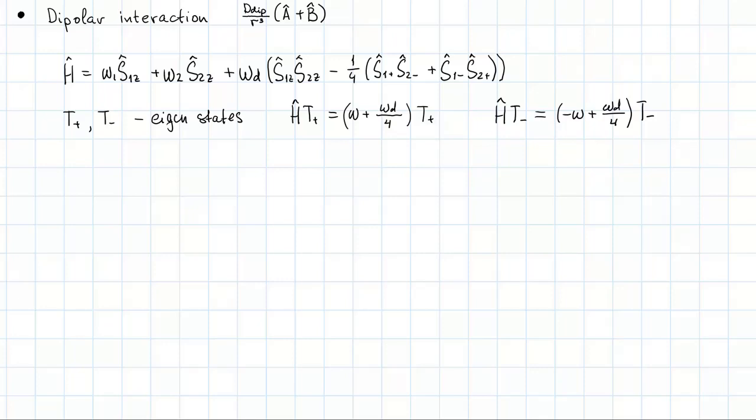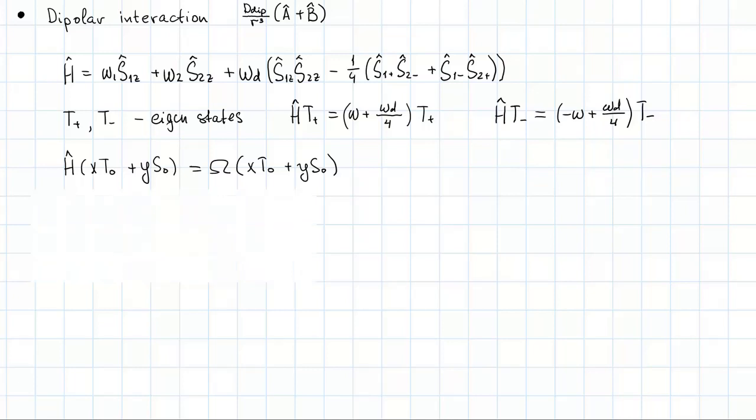For this purpose, we need to solve the equation H multiplied by the linear combination x T0 plus y S0 is equal to some eigenvalue omega multiplied with the same linear combination x T0 plus y S0. In other words, we need to determine parameters x, y, and omega which satisfy this equation. Just to remind, T0 and S0 are given by these expressions.